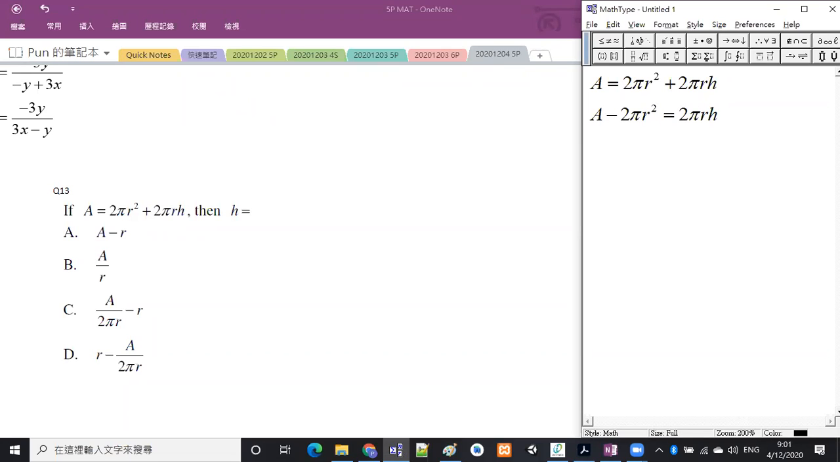h. Okay, and the h term is here, and it is now multiplied by 2 pi r, and then we just need to divide the 2 pi r to the opposite side, like this. A minus 2 pi r squared over 2 pi r is equal to h. Okay, and that is the answer if it is long question. H is A minus 2 pi r squared over 2 pi r. Okay, but again, you cannot find the answer from the options, right?